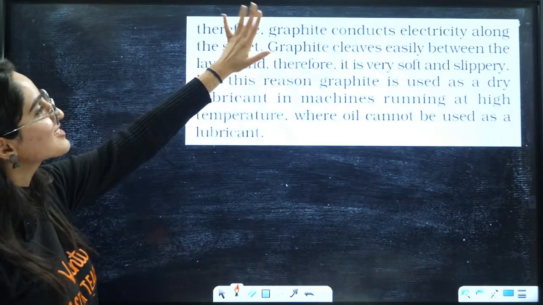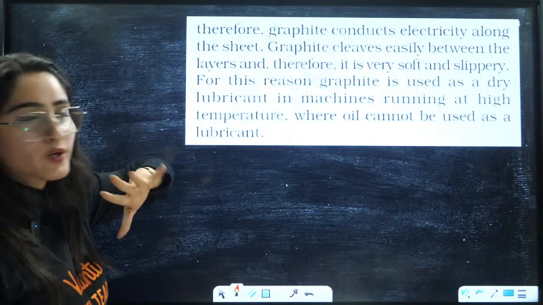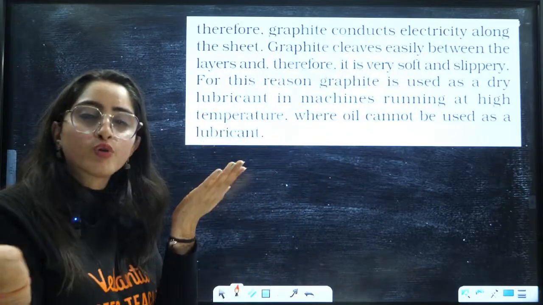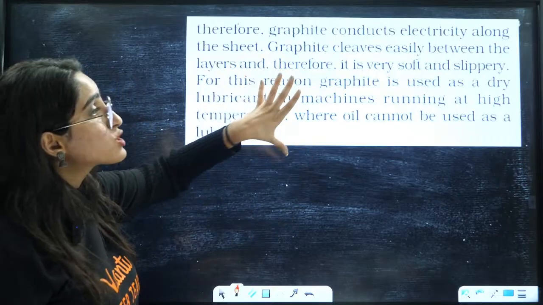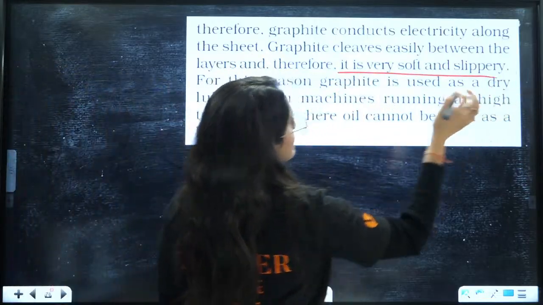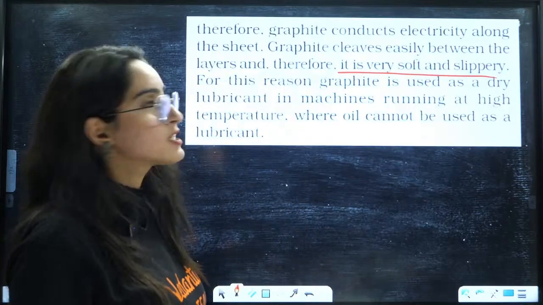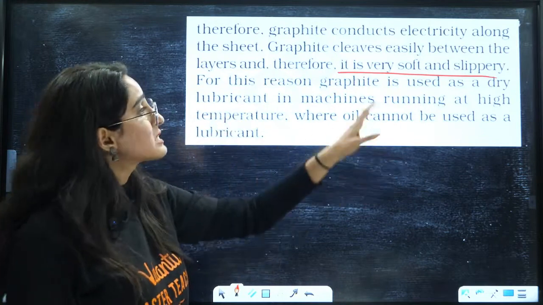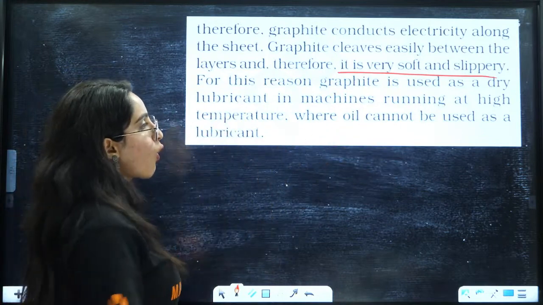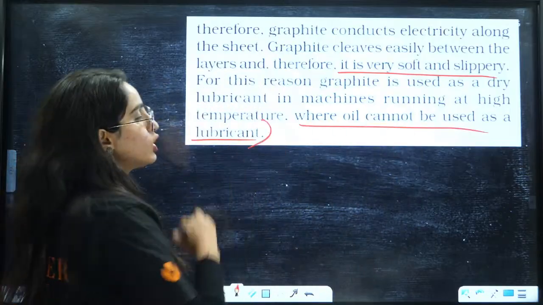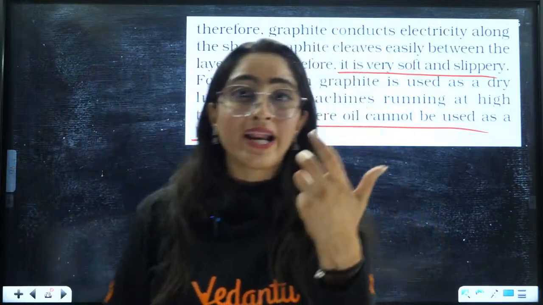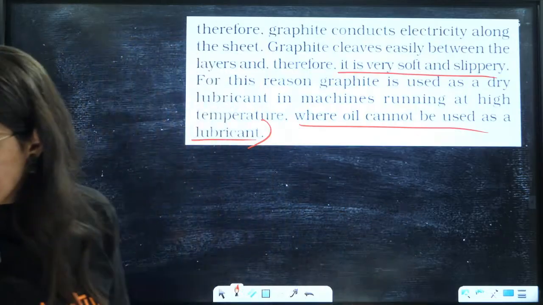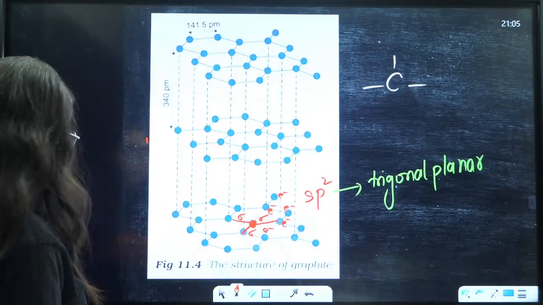Therefore, graphite conducts electricity along the sheet. It's a very good conductor. Graphite cleaves easily between the layers because van der Waals forces are very easy to break. It is very soft and slippery. Have you seen that pencil? It's very soft and slippery, right? For this reason, graphite is used as a dry lubricant in machines running at high temperature, where oil cannot be used as the lubricant. Where you can't use oil as a lubricant in some machines, you will use graphite as a lubricant.